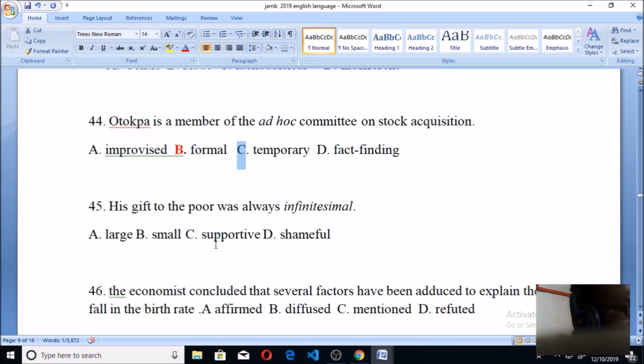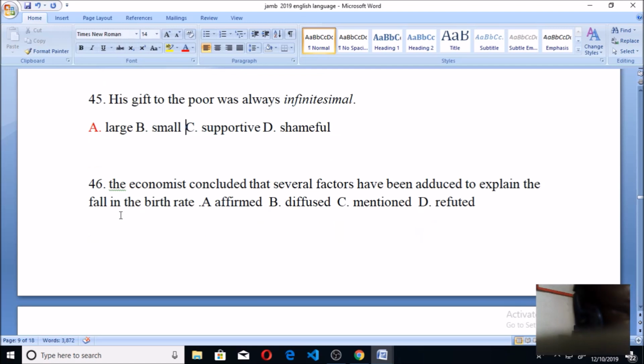Supportive simply means providing encouragement or emotional help. And finally, D, shameful means causing shame. So you can see that the opposite of infinitesimal is large because infinitesimal is very small. So I color it red because large is the opposite. Now let's look at question number 46.